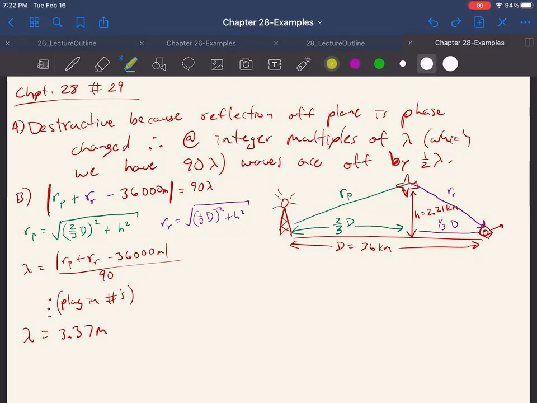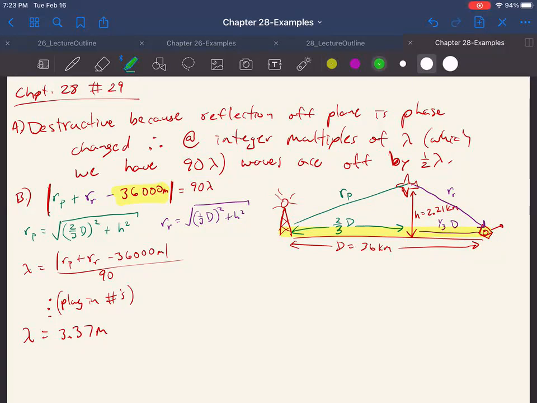Okay. The next part told us that the airplane was actually 2/3 of the distance between the broadcast tower and the actual radio itself. And if that is the case, it wanted us to figure out what the wavelength of the radio signal was. And so to do that, I need to find the difference between the two paths. The straight path from the radio tower to the radio is 36 kilometers, which is 36,000 meters.